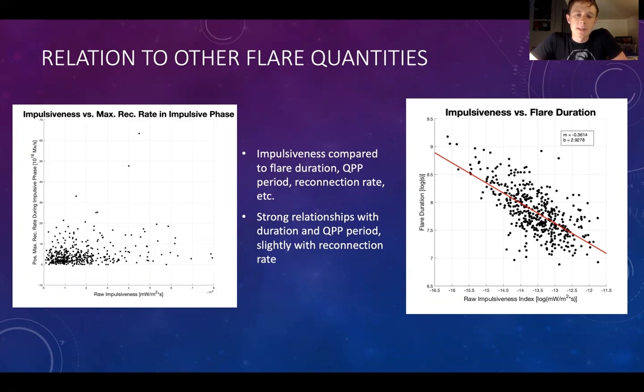A similar relationship exists with QPP period, which were provided by Laura Hayes. We also compare to the maximum reconnection rate, which is less intuitive, but there does seem to be a slight relationship where high raw impulsiveness tends to correspond to high positive maximum reconnection rate during the impulsive phase. So it's a little bit less strong, but it does still exist.